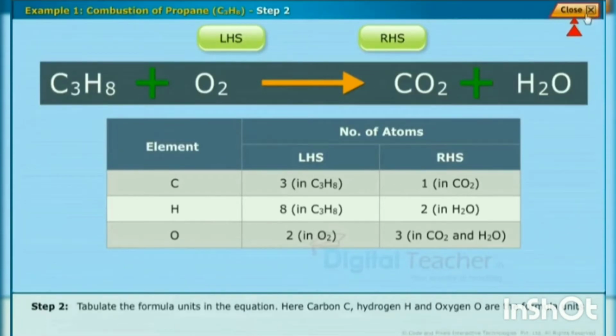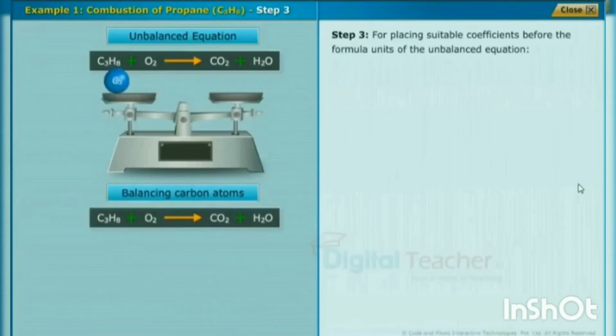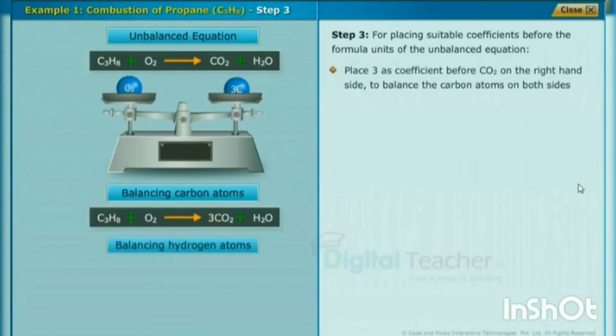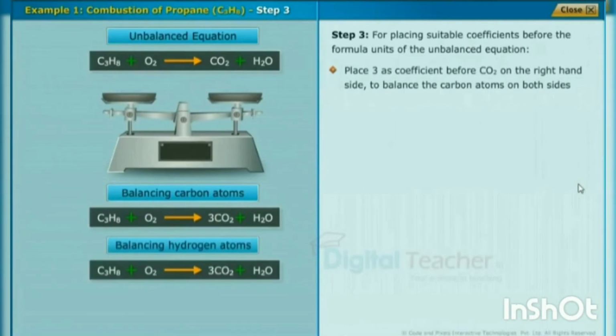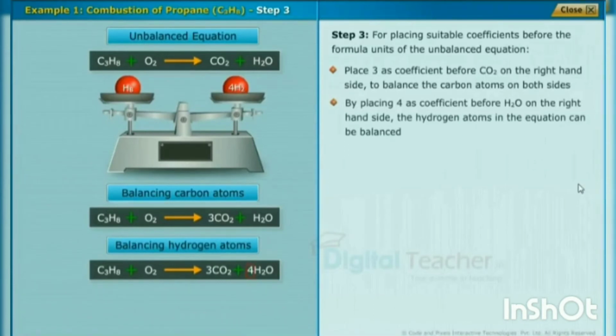And step 3, we place suitable coefficients before the formula units of the unbalanced equation. So to balance carbon on both the sides, we place 3 as a coefficient before CO2 on the right hand side. Similarly, to balance hydrogen atoms on both the sides, place 4 as a coefficient before H2O on the right hand side.